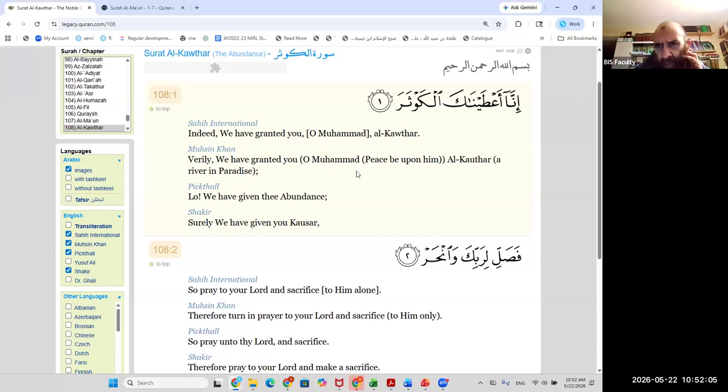So yeah, أعطيناك, I think we covered. أعطى يعطي, to give. The na is signifying what? Us. Right. The na is effectively the fa'il, indicating نحن, we have given. Okay.